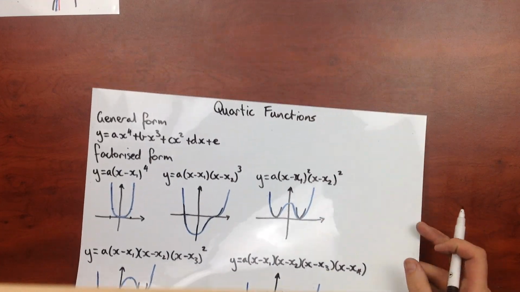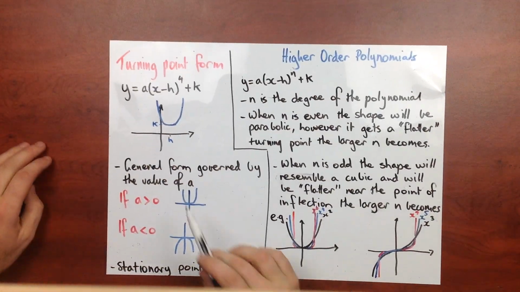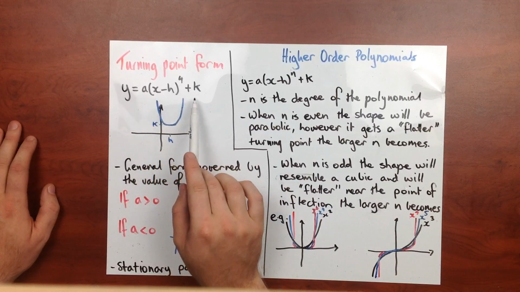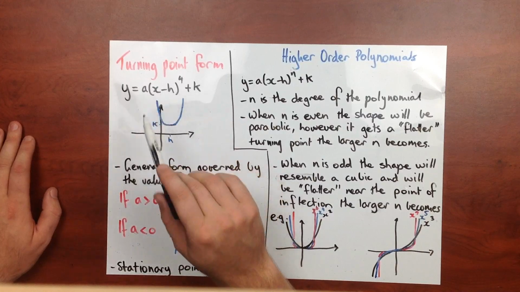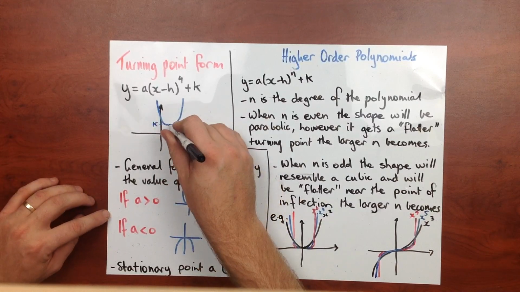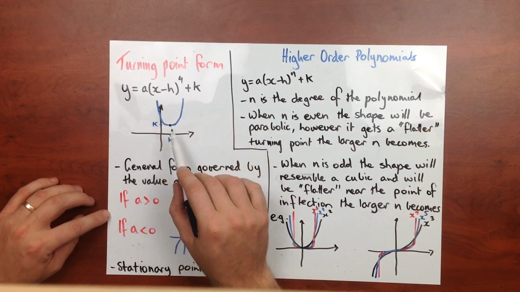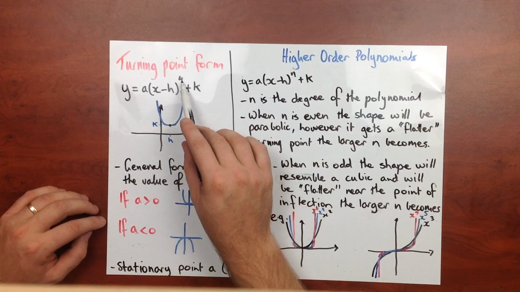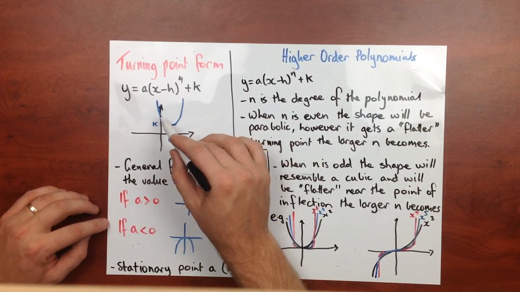When we have a look at our actual turning point form, which is y equals a outside of x take h to the power 4 plus k, it's very similar to the first form that we saw, except we've got this plus k. What we get here is a turning point that's a stationary point at the bottom there, at (h, k), just like what we've seen in the past with our turning point form for a quadratic. Again, the only difference is it's going to be a little bit flatter here.